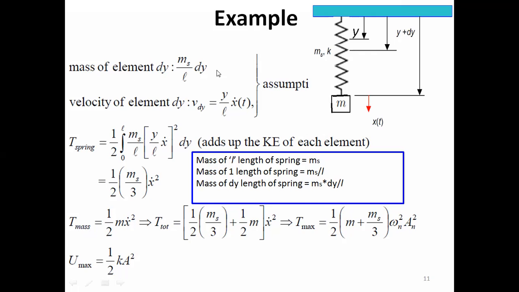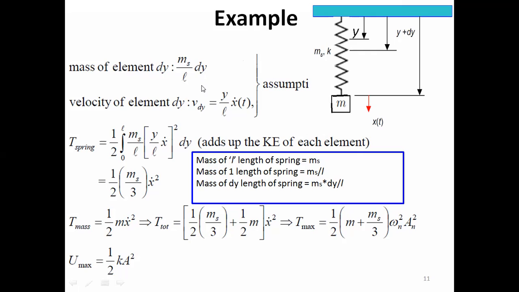Next we have to find out the kinetic energy of the spring. Finding the kinetic energy of the spring is a little bit tricky, because we have taken a small portion of the spring, and that small portion has mass, let's say dm_s. The mass of the element of the spring dy is actually equal to (m_s/L) dy.